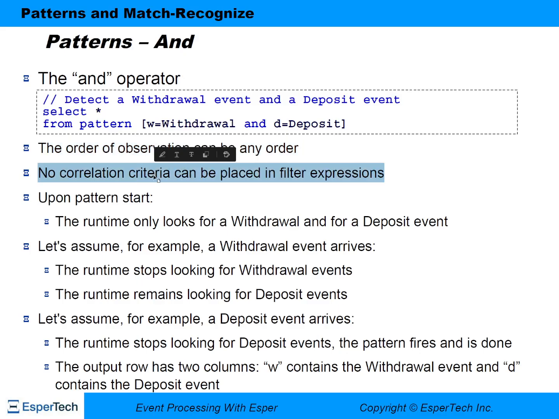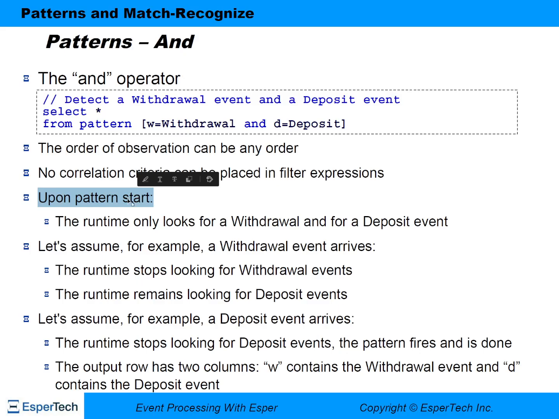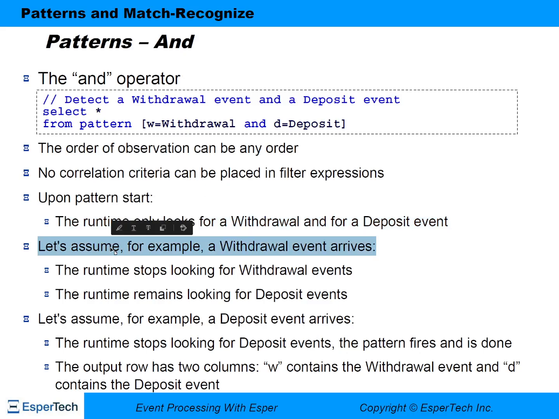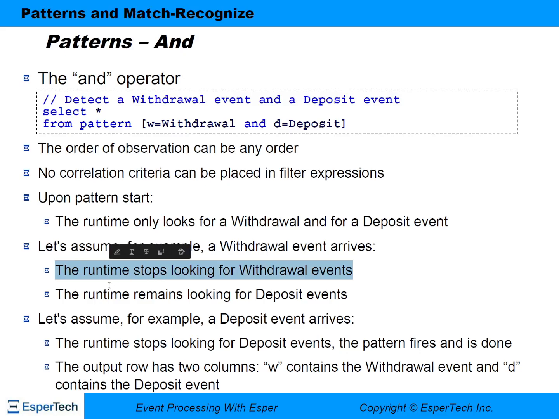No correlation criteria can be placed in filter expressions, since the observation is in any order. When the pattern starts, the runtime starts looking for withdrawal as well as deposit events. Let's assume, for example, a withdrawal event arrives. The runtime stops looking for withdrawal events and then remains looking for deposit events.